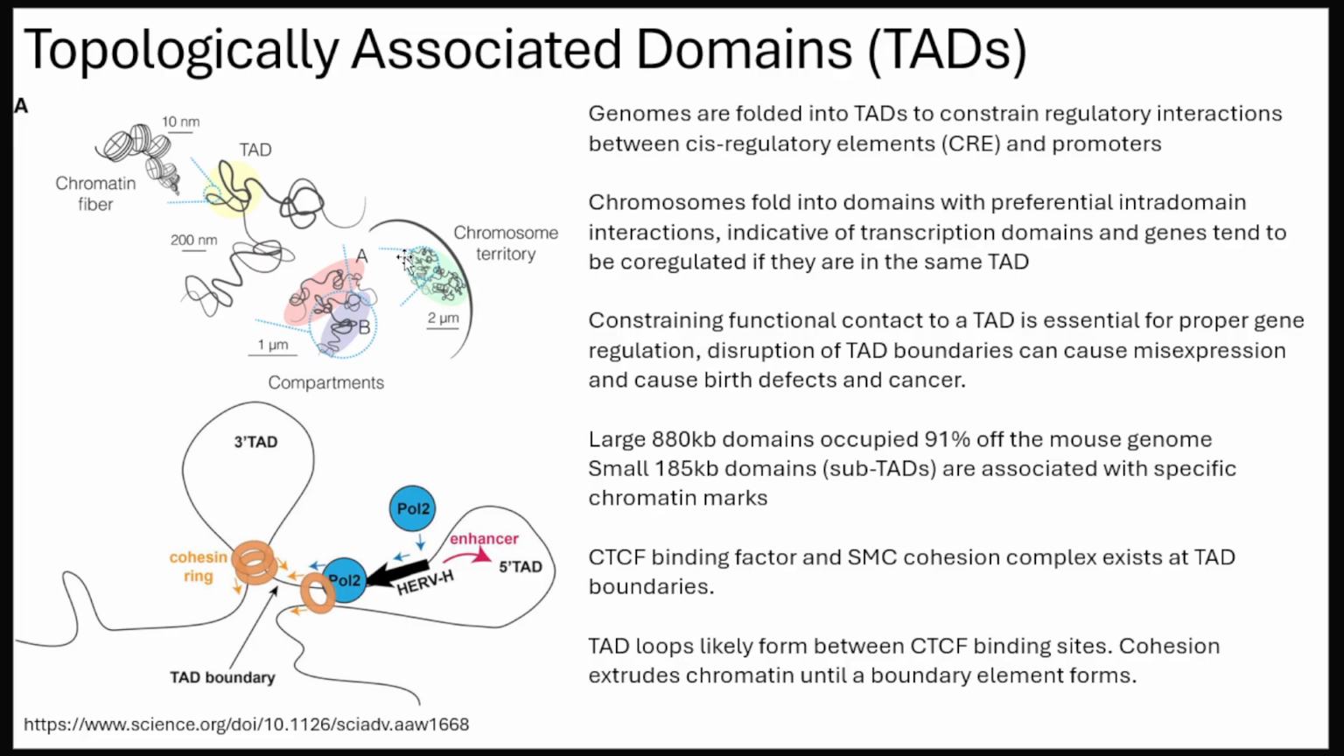You can have large TADs, which are 880 kilobase domains, and they make up most of the genome. However, smaller 185 kilobase domains or subTADs are associated with specific chromatin marks. CTCF factors and the SMC cohesin complex also exist at TAD boundaries to make sure that the transcription machinery kind of doesn't run off. You want to keep everything concentrated to your topologically associated domain or your loops.